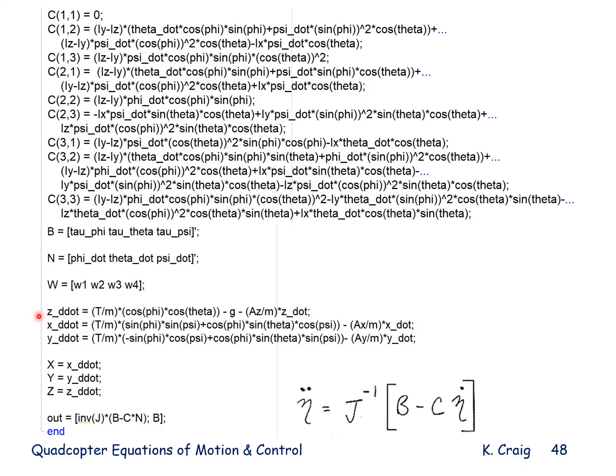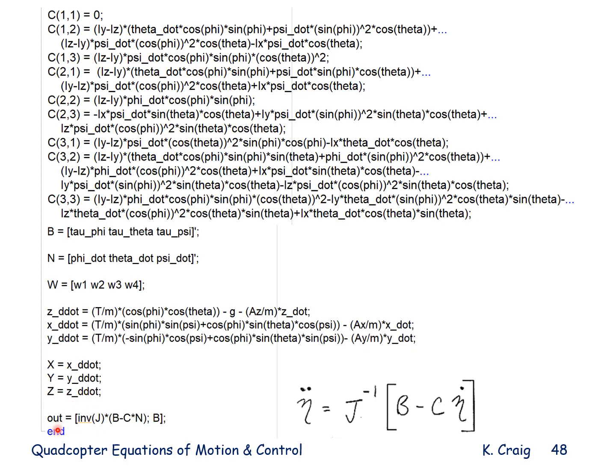The accelerations of the three translational coordinates, Z double dot, X double dot, and Y double dot, are given by these three expressions. These are then integrated once and then twice to give me the positions X, Y, and Z. I define capital X to be X double dot, capital Y to be Y double dot, capital Z to be Z double dot.